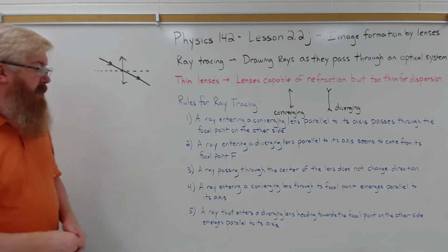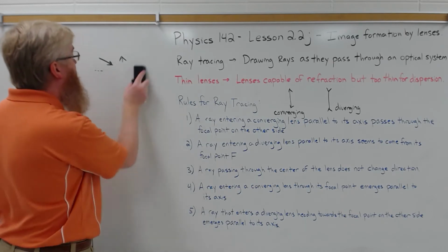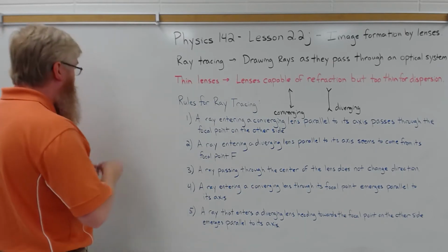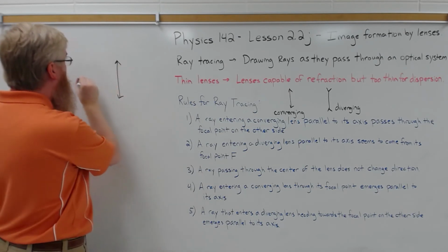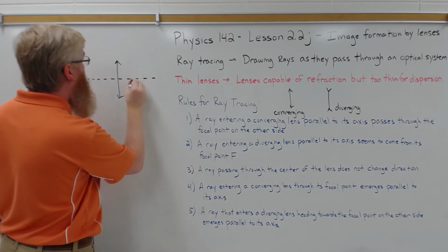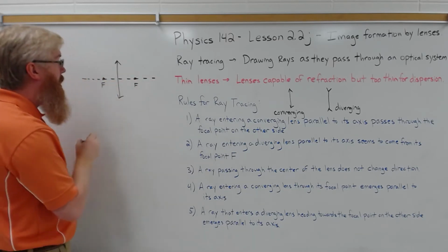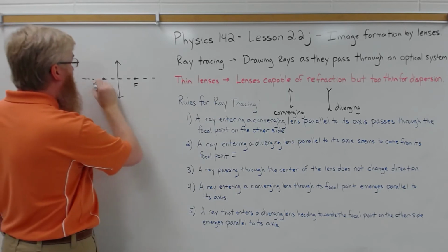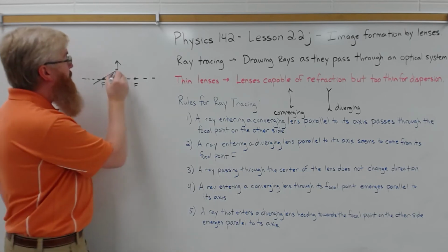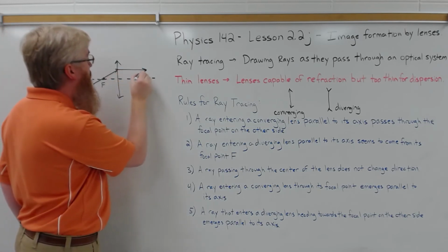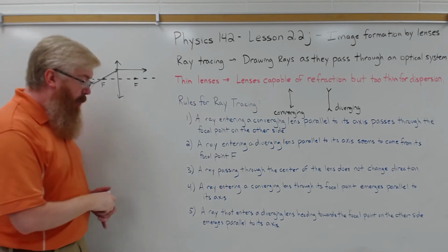It does not bend. That's rule number 3. Rule number 4 is if a ray enters a converging lens through its focal point, it emerges parallel to the optical axis. That is, here's a converging lens again. Here's the optical axis, and we'll draw here the focal points, F and F on either side. So if a ray comes through the focal point and strikes the converging lens, it emerges parallel to the optical axis. That's rule number 4.